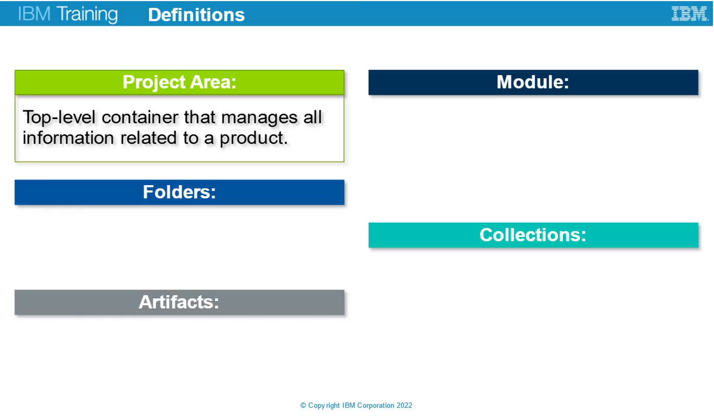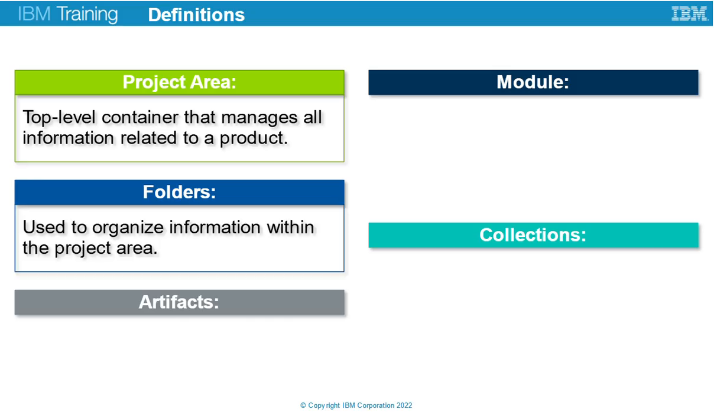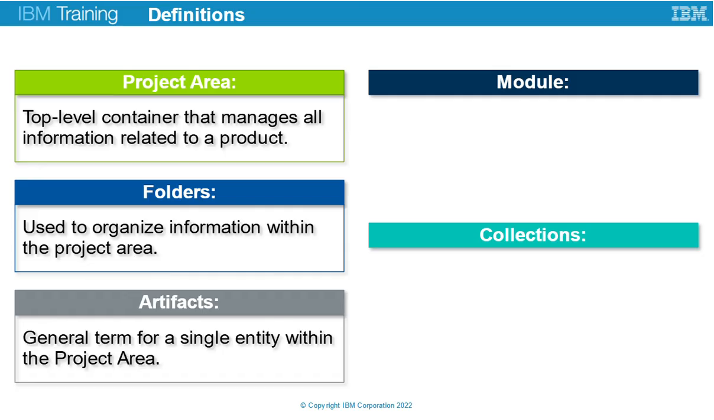A project area is the top-level container that manages all information related to a product. Folders work as expected and are used to organize information within the project area. An artifact is a general term for a single entity within the project area. Most artifacts represent requirements, but there are also term artifacts, heading artifacts, and module artifacts.